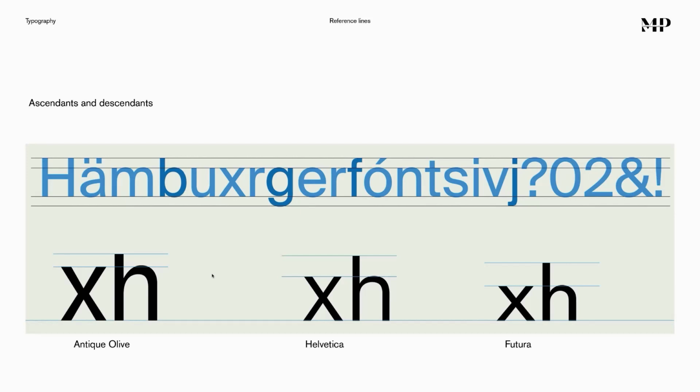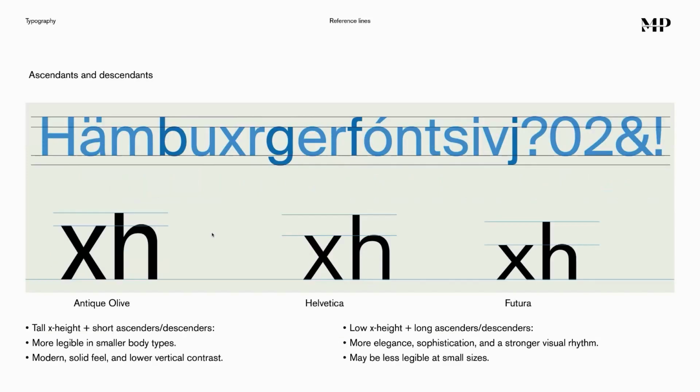Here, for example, we see three cases. The Antico lift, which has a very large X height and very small ascenders. Then we see the case of Helvetica, where the X height is lower and the ascender remains the same as in Antico leaf. And then the effect on reading is completely different. And then we have the Futura, where both the X height and the ascender are reduced, but the difference between one and the other is even more pronounced. That is, there is a greater vertical contrast.